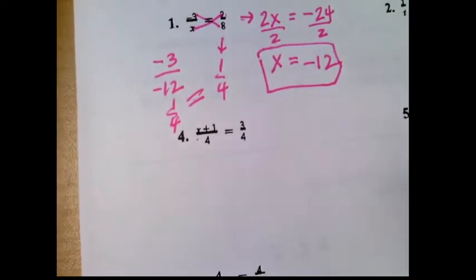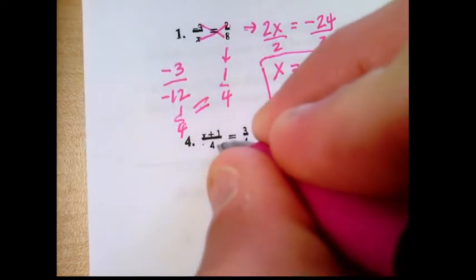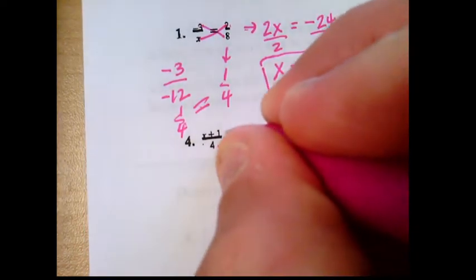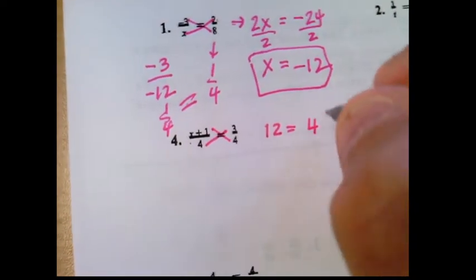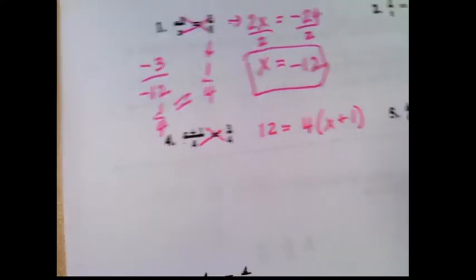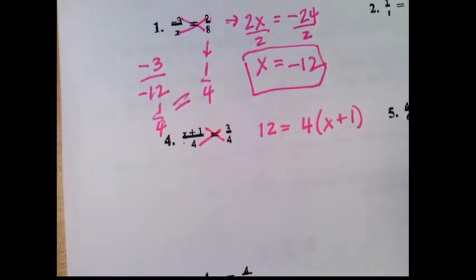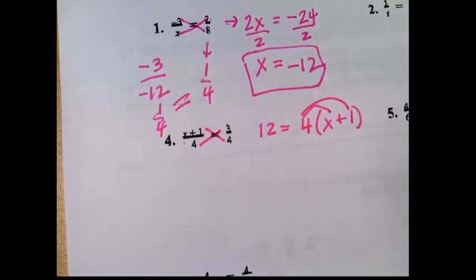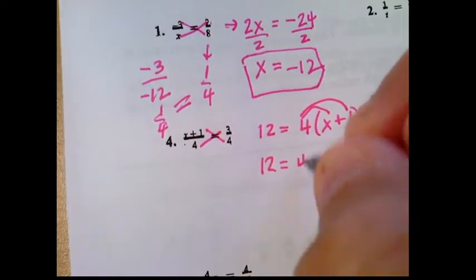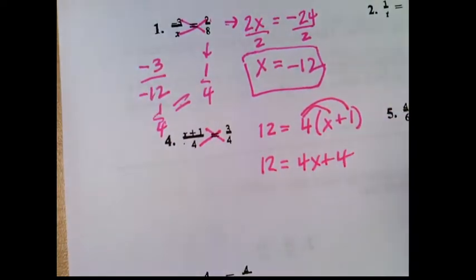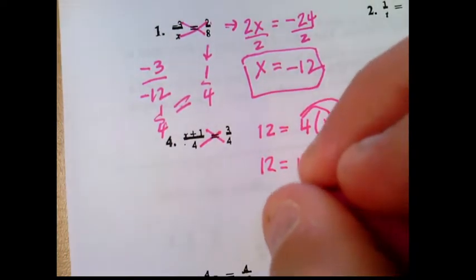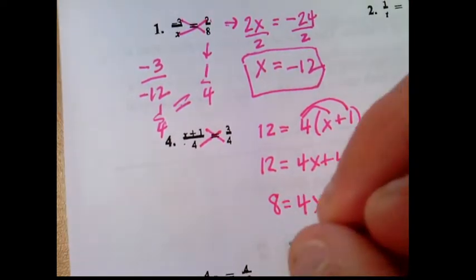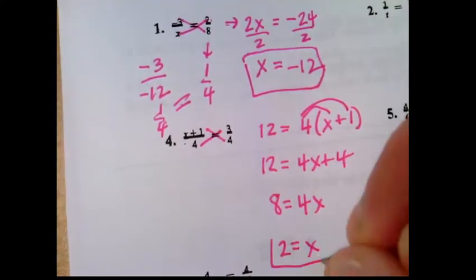Let's drop down to number 4 here. When we take the cross product here, 4 times 3 is 12. Now when you take the cross product here, I want everyone to do this with me. I want you to write it out. Why do you think I want you to do that? Well, it's because if you don't, then you may forget to do this. So we end up with 4x plus 4. And then if I subtract 4, I get 8. And then if I divide through by 4, you get x equals 2.